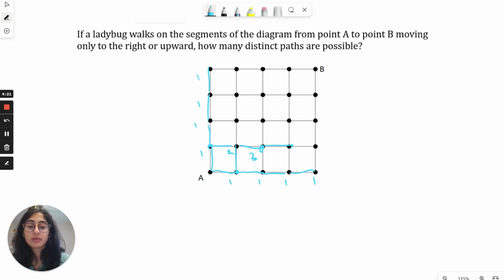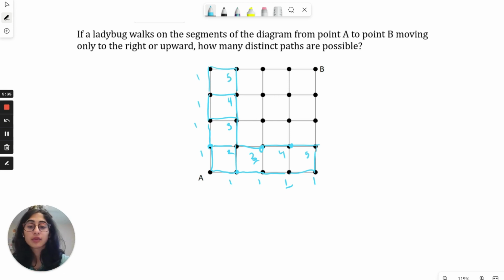To get to this point, well, it's going to be 3 plus 1 ways to get here. And then 4 plus 1 ways to get here. Well, what about how to get here? Well, you can go from the left or from the bottom. So we just combine this 2 and this 1 to get 3 ways to get here. And we just repeat the same thing on the other side. And 3 plus 1 is 4. 4 plus 1 is 5.